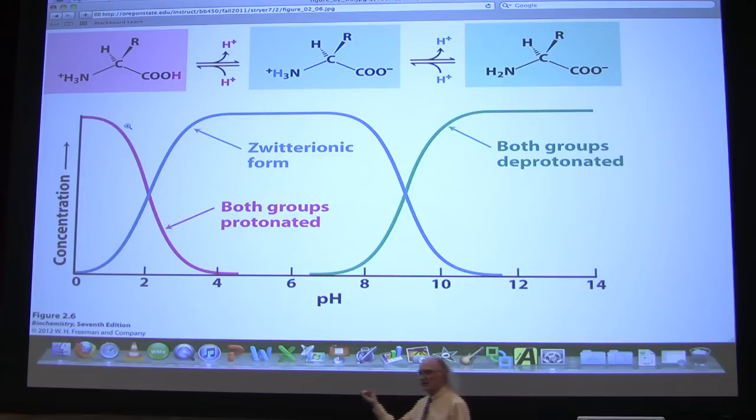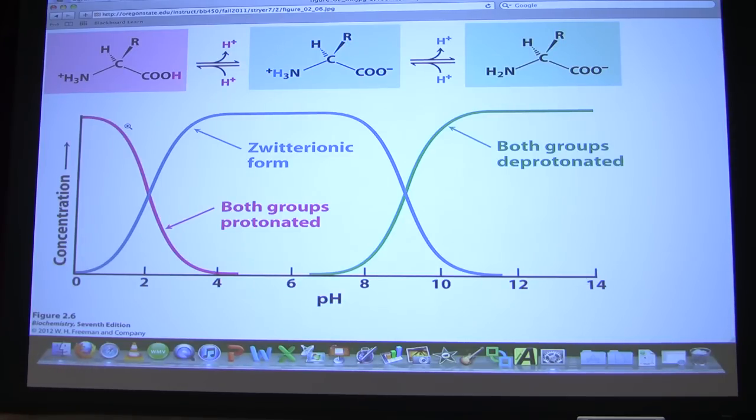The alpha carboxyl can ionize. It starts out as a COOH, which has a charge of 0. When it loses its proton, it has a charge of -1. The alpha amine can also ionize. If it has an NH2, which is what we think of as an amine, it has a charge of 0. But if it gains a proton, it has a charge of +1. NH3 plus 1.